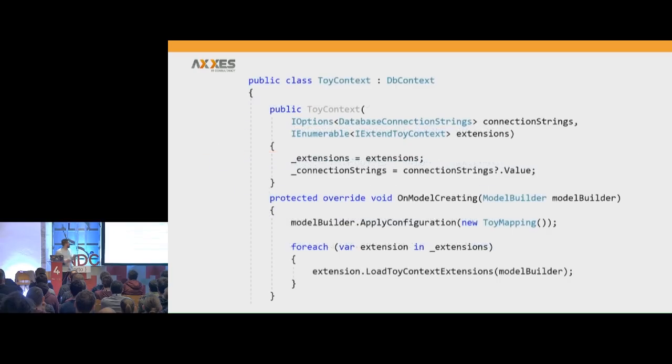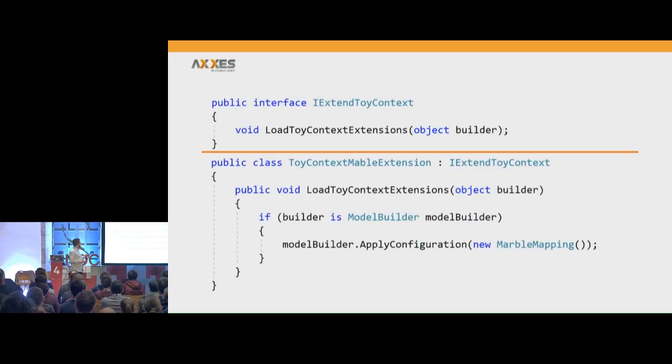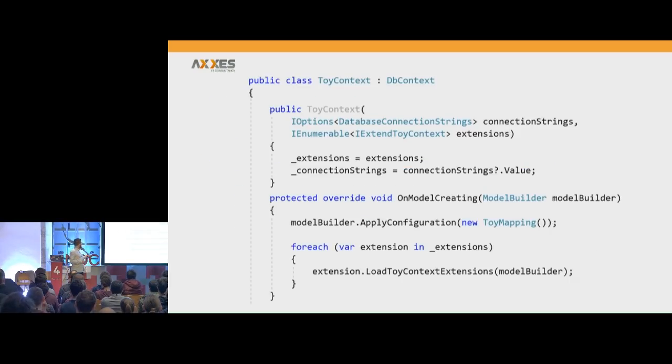And if you register them like this, you can just inject the collection of extensions. And if you inject the collection of extensions, you can basically run all of them at once in the OnModelCreating, and you'll be done. So that works really well.